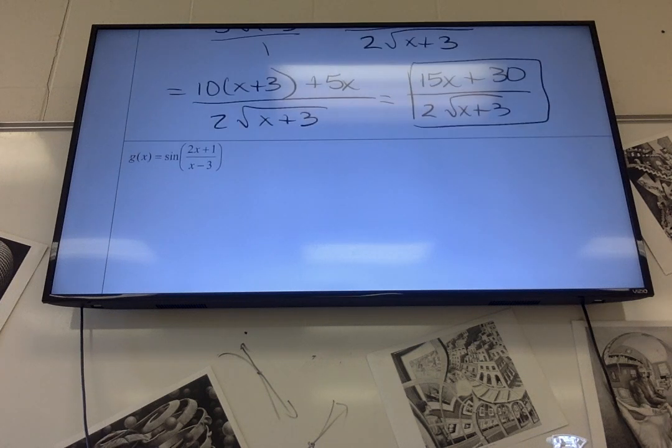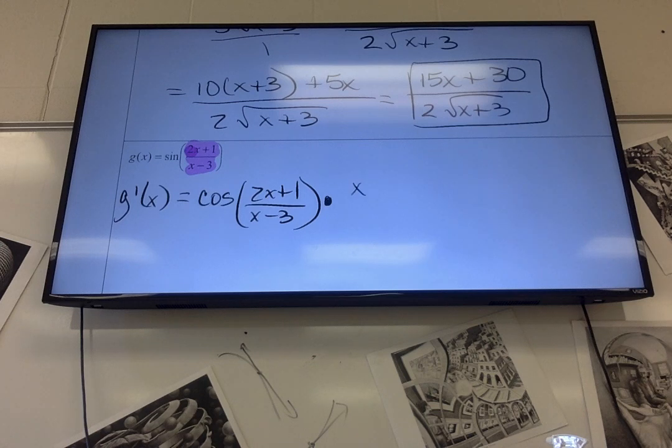Okay, this next one, I'm taking the sine of something that's a quotient. So I'm going to be using the chain rule and the quotient rule. I'm going to start by taking the derivative of what? Sine. Derivative of sine is cosine. Then I take the derivative of what's inside. So to take the derivative of what's inside, what do I have to use? Quotient rule.